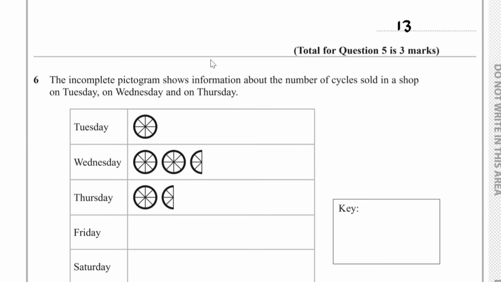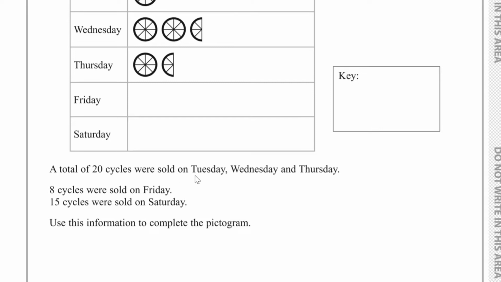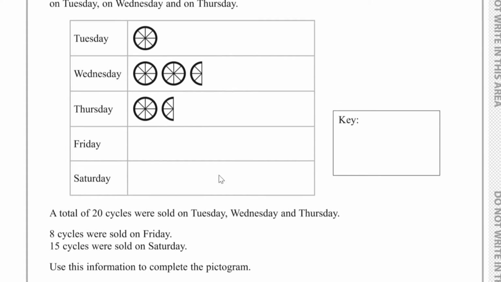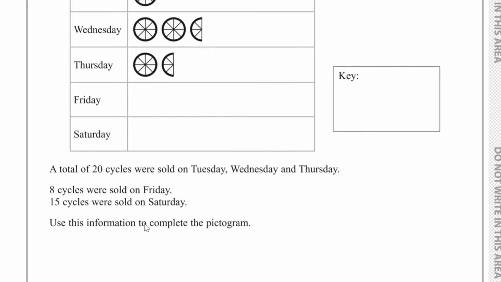Question number 6. The incomplete pictogram shows information about the number of cycles sold in a shop on Tuesday, on Wednesday, and on Thursday. A total of 20 cycles were sold on Tuesday, Wednesday, and Thursday. 8 cycles were sold on Friday, and 15 cycles were sold on Saturday. We have to use this information to complete the pictogram.